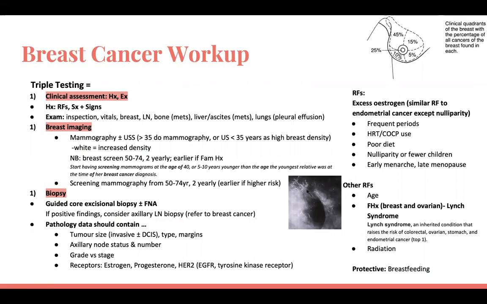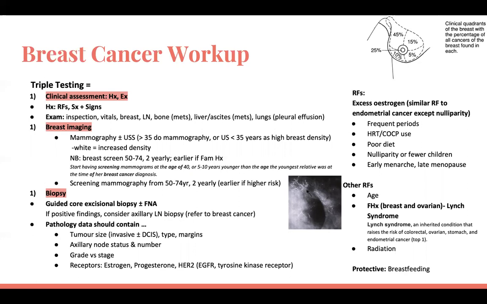In terms of breast screen, it is available for free for all women in Australia aged 50 to 74 every 2 years, and earlier for family history. So it's important to keep that in mind as well. And the third part of the triple testing is your biopsy. You use that if the mammography or ultrasound scan has some suspicious findings, then you refer for biopsy. That includes typically a core biopsy, excisional biopsy and fine needle aspirate.